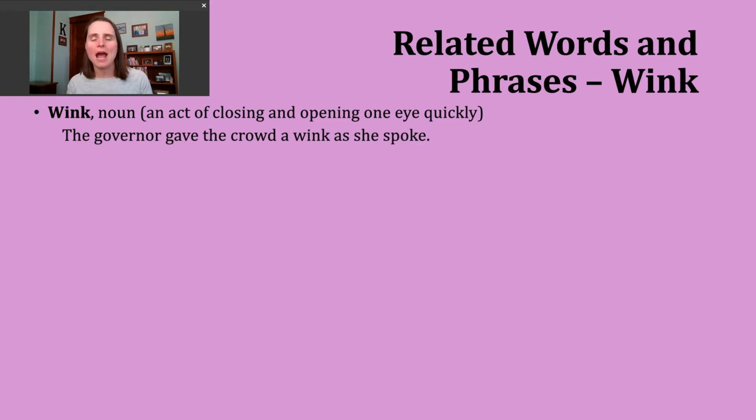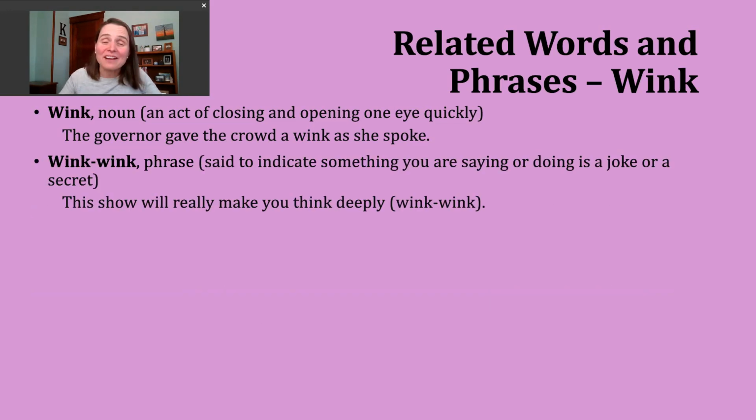Right? So perhaps we have a governor speaking to a crowd. The governor is attempting to make a joke, and to sort of reinforce that she is kidding, right? She might do something like that. A phrase you might either hear or see is wink wink. People will use or say this in order to indicate that what they're saying or maybe what they're doing is intended as either a joke or a secret.